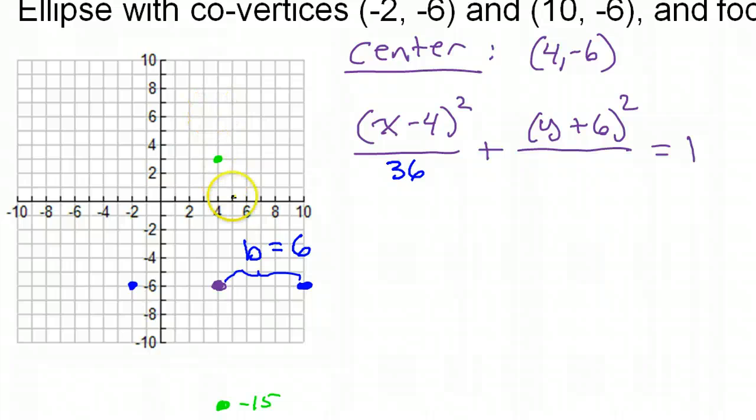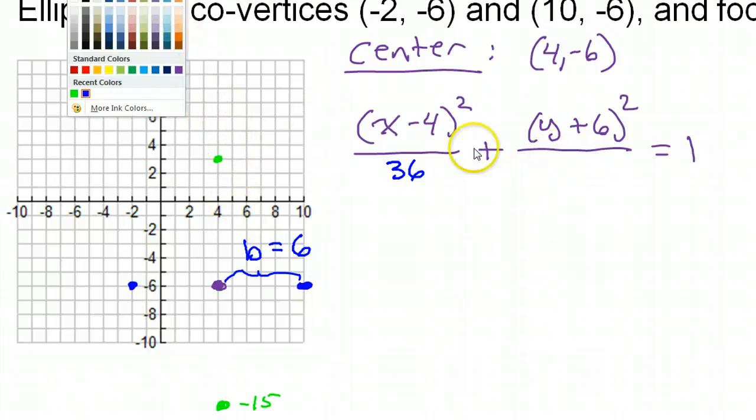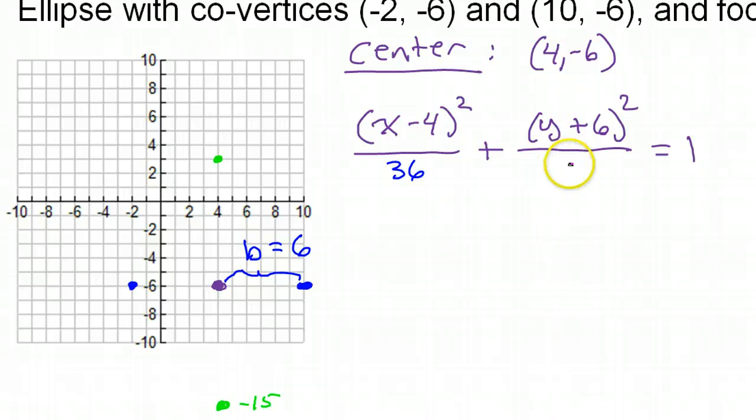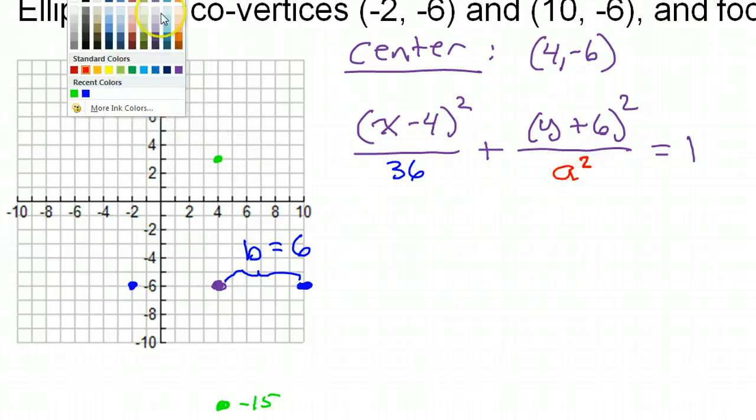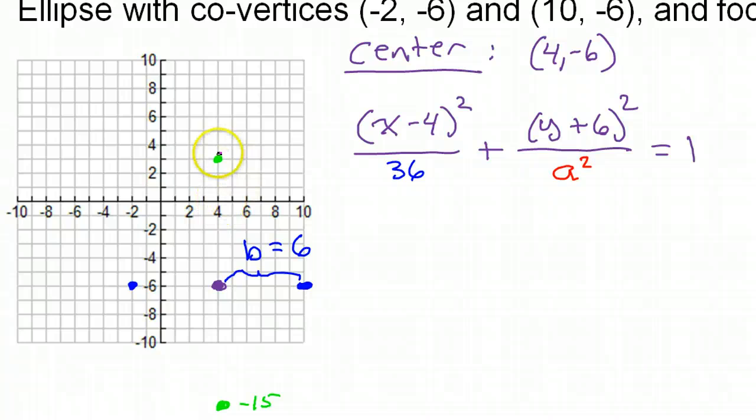Now, we have the c value, which does not go in the equation, but we're going to need it to find a, because we know that this right here is supposed to be a squared. So we need to find a, but to find a, we're going to need c. So here's the c value right here. That's 6, 7, 8, 9. So this c value is 9, so c equals 9. So I have b and c, and I need to find a.